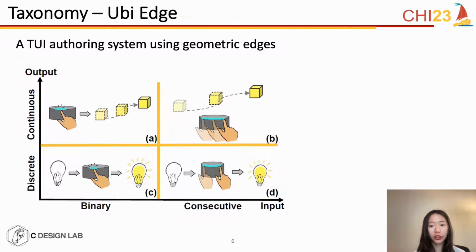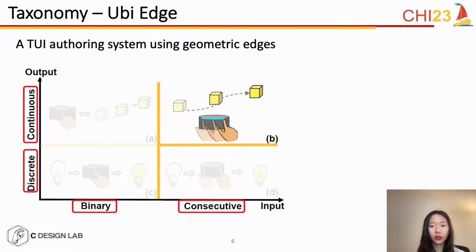We divide the input edges and the digital output into different categories, and the different combinations of input and output can result in various TUI applications. Specifically, we categorize the touch input into binary touch and consecutive sliding, so that the system will treat the edges as buttons and sliders, respectively. We also divide the output into discrete and continuous. For example, in subfigure B, with a combination of consecutive input and continuous output, the cube's movement will be linearly mapped to the user's sliding input.